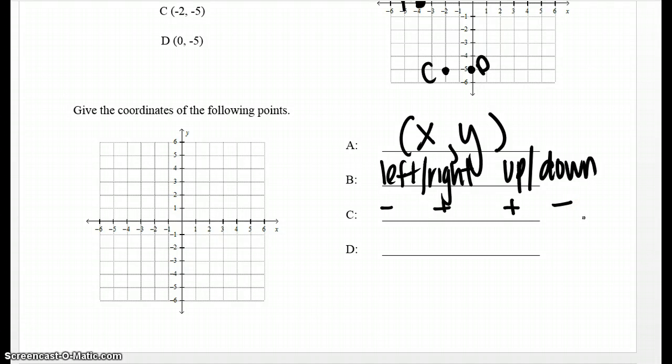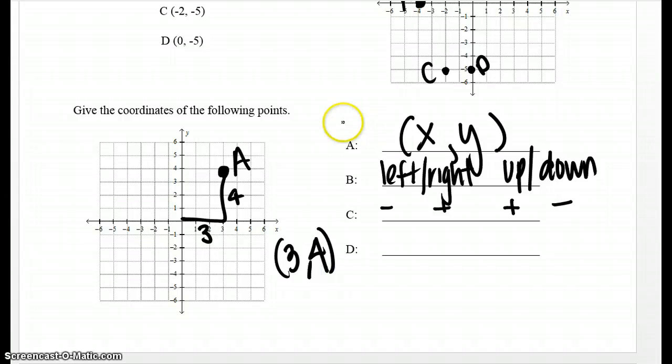Seems pretty self-explanatory. So, for example, remember, this is not exactly what I gave you on your sheet because I can't remember what I did. But if I put a point there, I would go over 3 and up 4. So this point would be 3, 4. If you have any specific questions on A through D on this example, please email me and I'd be glad to help.